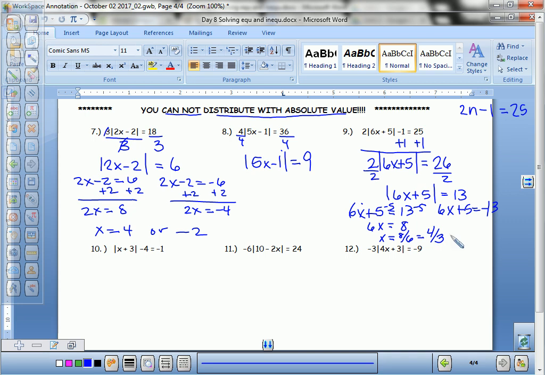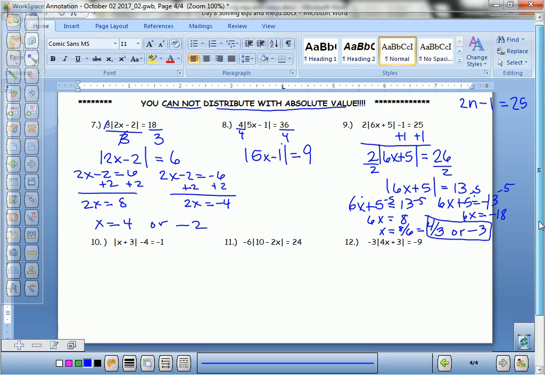4 over 3. This one is going to be prettier. We subtract the 5, and we get 6x equals negative 18, so x equals negative 3. So these are my two answers, 4/3 or negative 3.